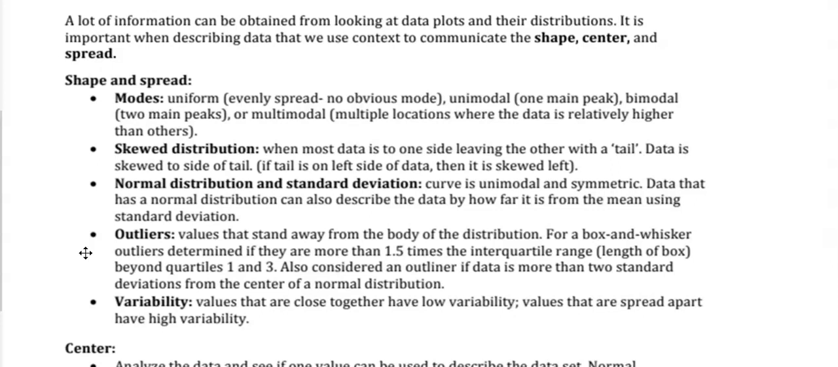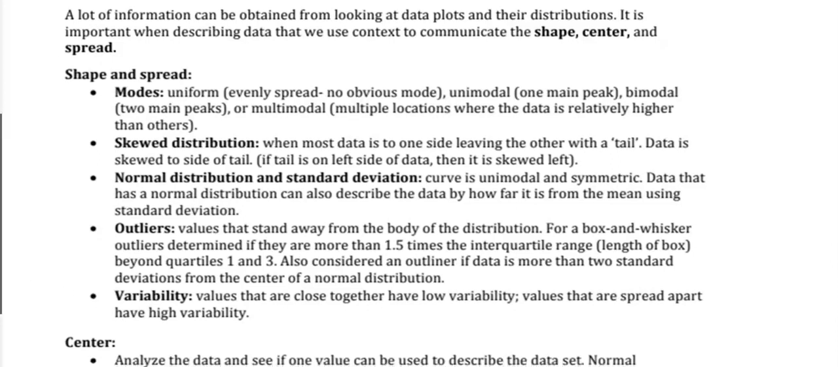Outliers are those extreme data values that are away from most of the data, the body of the distribution. To check if there's an outlier, we use 1.5 times the interquartile range, to see if the data value is more than 1.5 times the interquartile range beyond quartiles 1 and 3. Variability is how spread apart the data values are from each other. High variability means the data values are really spread apart, and low variability means the data values are relatively close together.